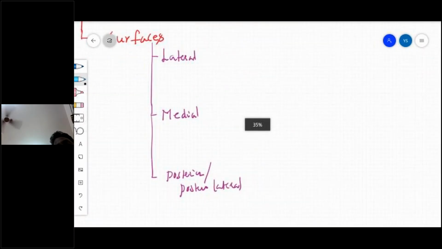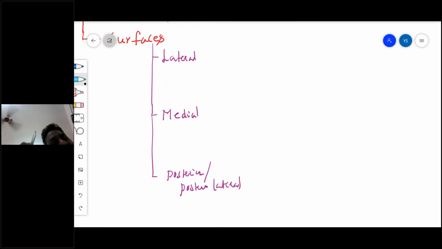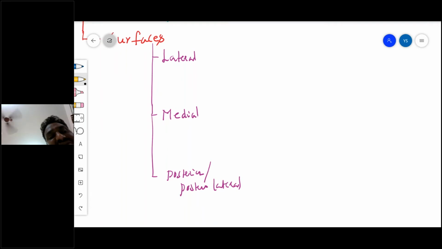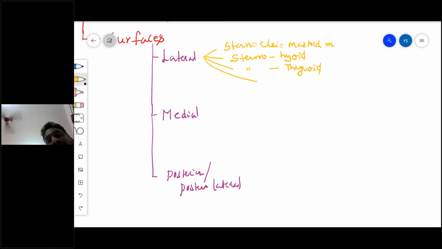So, three surfaces. Now you tell me, and I will write the surface relations. The lateral or superficial surface is related to sternocleidomastoid muscle, sternohyoid, then sternothyroid, and finally the superior belly of omohyoid. These are the lateral surface relations.